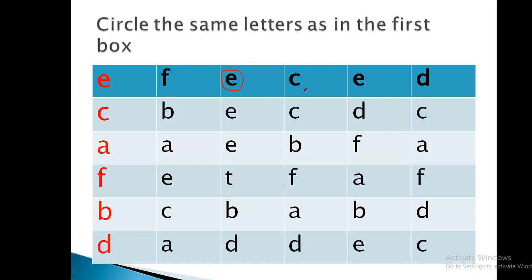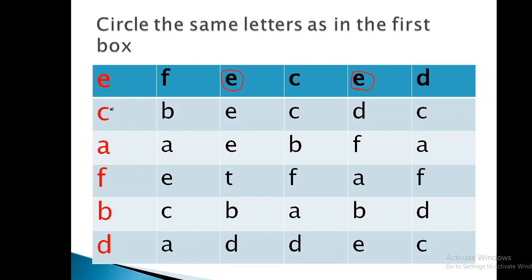Is this a letter E? No. This one is a letter C. We leave it. We go to the next one. Is this a letter E? Is this letter the same as the one in the first box, as the one in red? Yes. We circle it. We circle the E. And then the next one, this one is a letter D. You leave it. It's not a letter E. It's not the same as the one in the first box, so you leave it. Then you go to the next one.